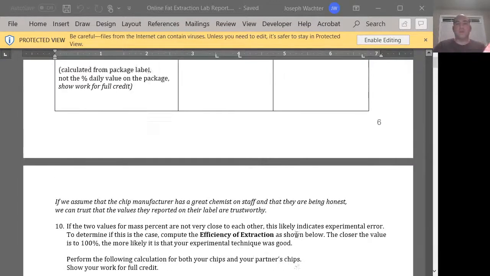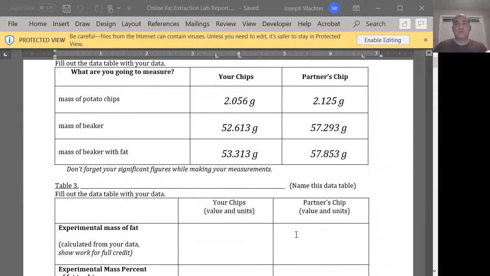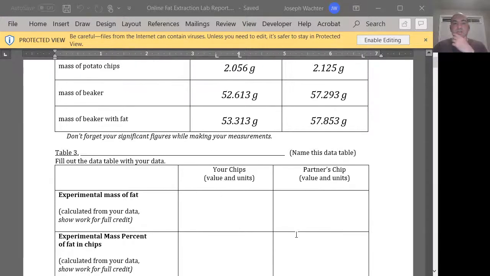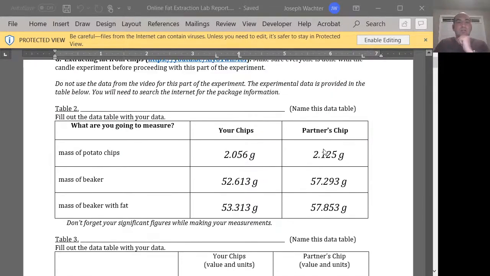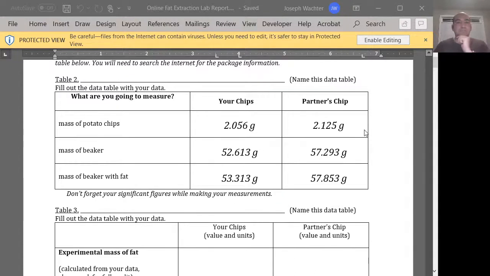So, one other thing that might help: this is not meant to be a standalone document. This is supposed to be your data sheet. You also need to be looking at the actual procedure document that's linked in Blackboard. So even though this is the online one, the only thing that really changes is that your data are given here instead of you finding them.